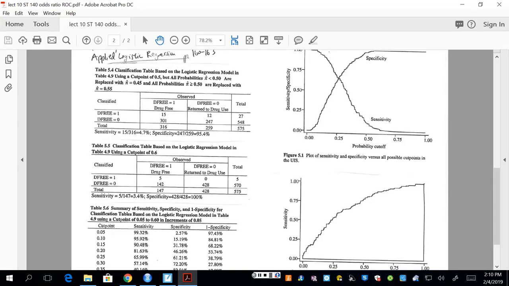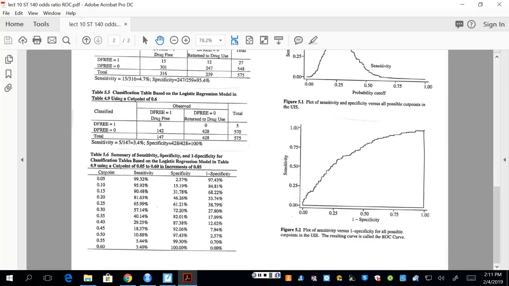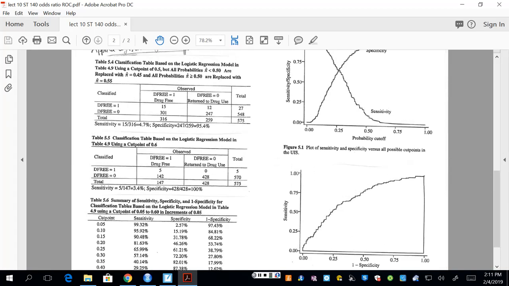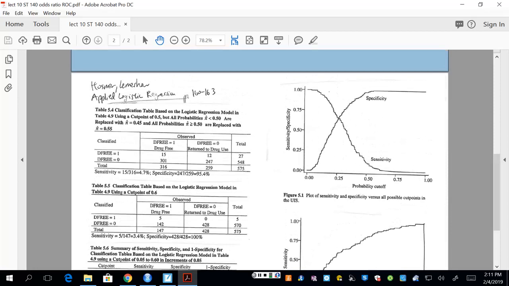But there's a truth. And so in these studies, they had the true drug-free or return to drug use. So this is truth. And then they have this classification. And the classification might use a cut point of 0.55, 0.6, and so on. Whatever the cut point is, you get a different sensitivity and specificity, or 1 minus that. And so at each cut point of that probability, you get these two conditional probabilities. You can make that curve, that ROC curve.